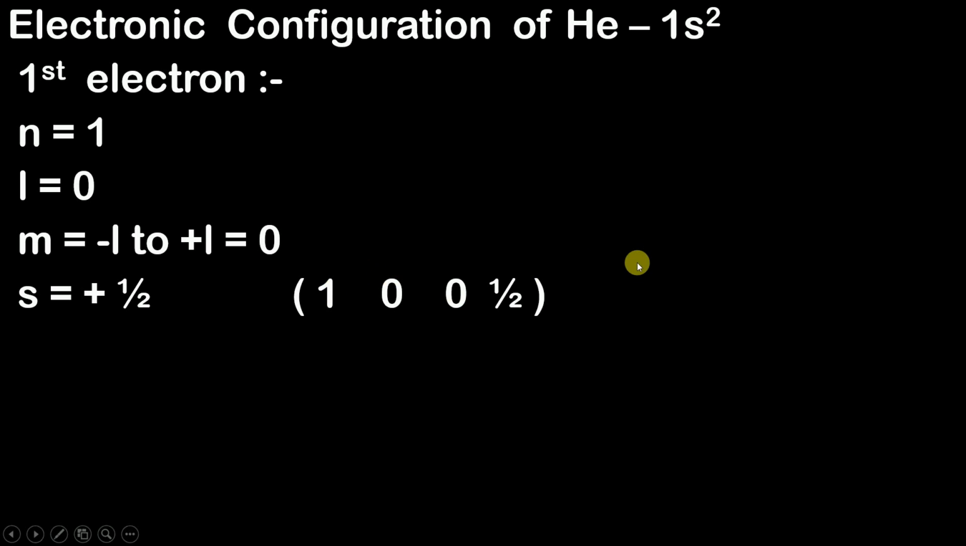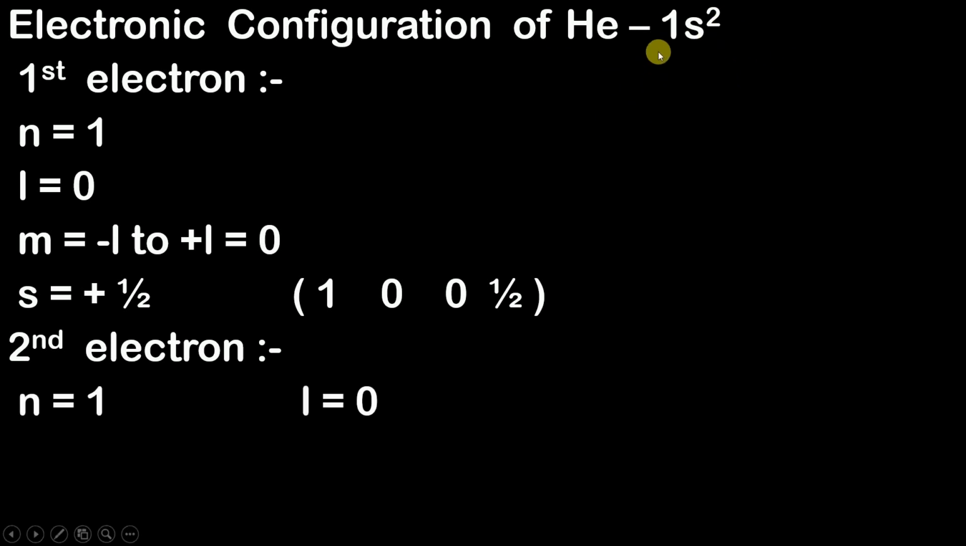Now let us understand this for the second electron. Inside this 1s subshell there are two electrons of helium. So for the second electron, obviously n is again going to be equal to 1, because it is present in 1s and 1 represents the energy level, which is nothing but n. And here the value of l is equal to 0, again because it is in an s subshell. As we have already seen, both the electrons are present in a 1s subshell, so the values of n and l for both of them are going to be the same, that is n equals 1 and l equals 0.